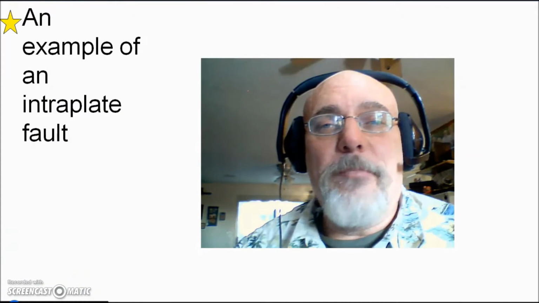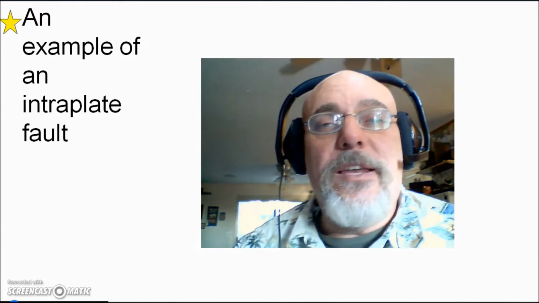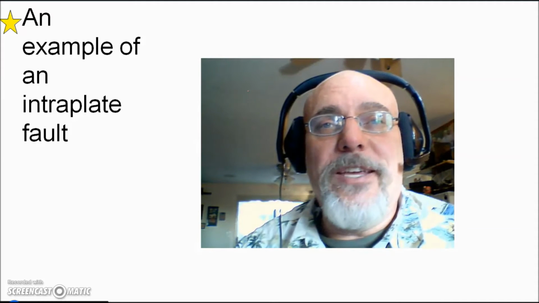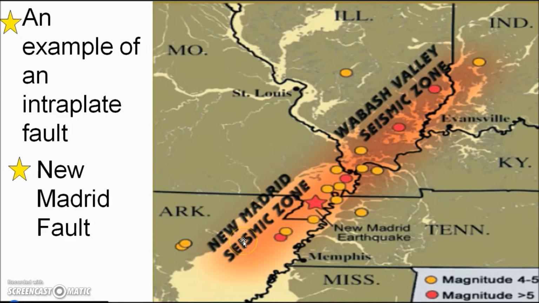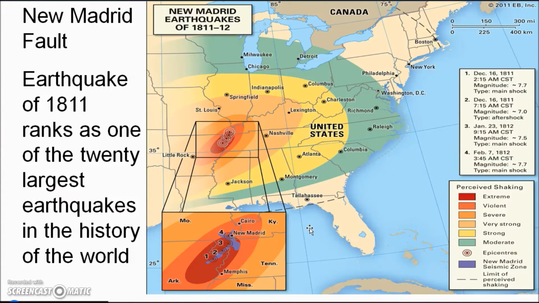A great example, and one that I'm going to expect you to know, of an intraplate fault is the New Madrid fault. It is a very important fault. One of the large cities in Tennessee, Memphis, Tennessee, is located very close to the New Madrid fault and is at particular risk of great damage. The New Madrid fault is considered a very high risk fault.